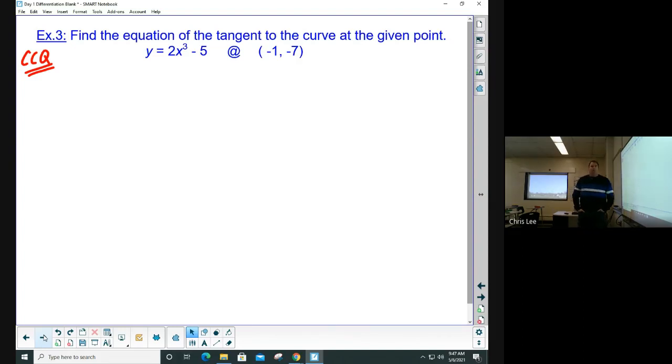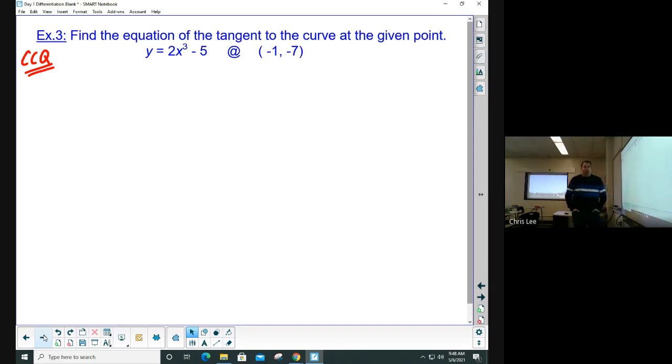Now, our equations are going to go back to grade 9, not the equations that we studied in vectors. Think back to our grade 9 equations, y equals mx plus b. The two things I need to find the equation of this tangent are the slope of the tangent and the y-intercept. The slope of the tangent is the calculus that's going on.